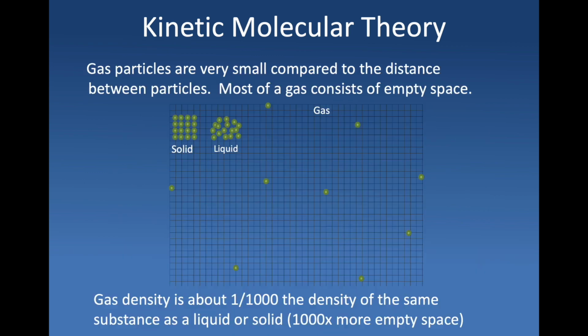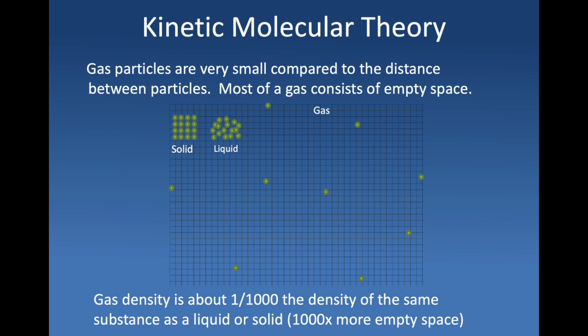So gas particles are what we're going to be focusing on with kinetic molecular theory, and they are very small compared to the distance between the particles. So a gas consists of mostly empty space here. And this diagram is showing us a comparison of relatively the same number of particles in a solid, a liquid, and a gas. And you can see just how much more spaced out a gas is.